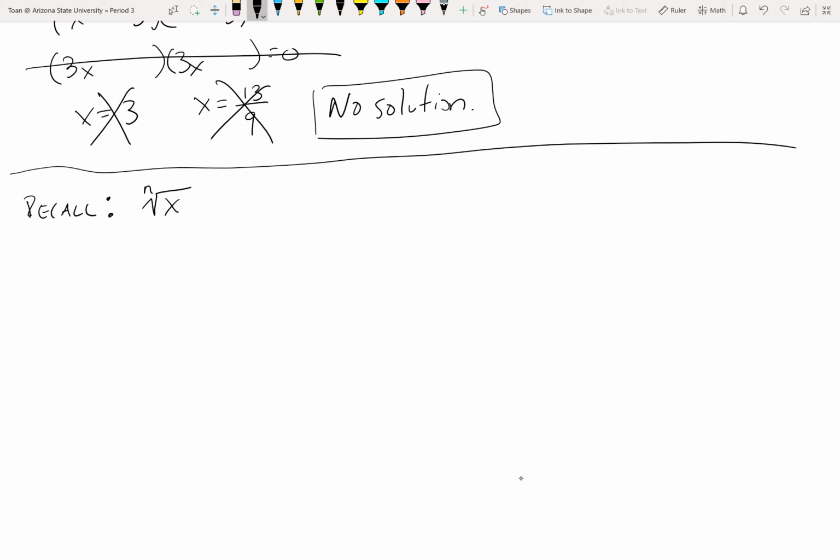Recall that when we have a radical, a square root, cube root, fourth root, doesn't matter, that is the same thing as a fractional exponent. So they may hide a radical equation by not using a radical symbol at all, but instead using a fractional exponent. Now the idea is slightly different.